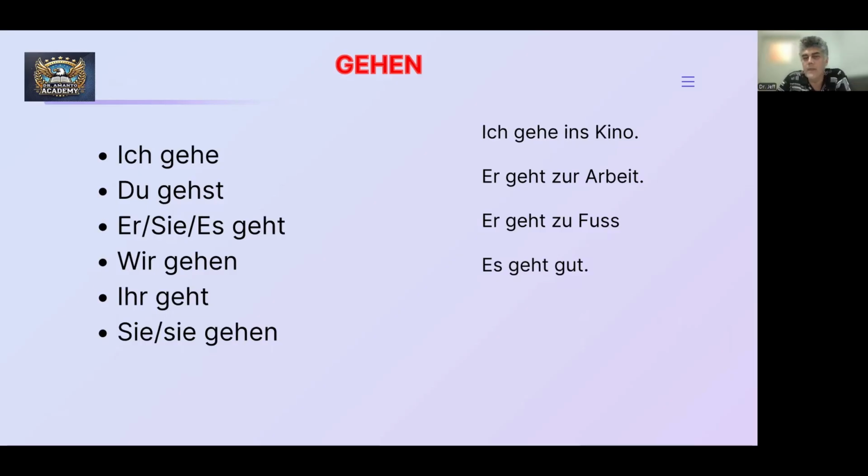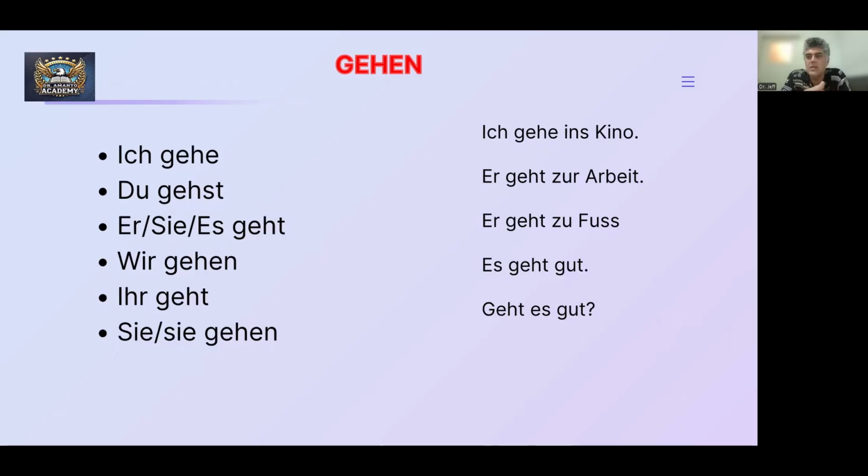Es geht gut is used in daily conversation like greetings. Es geht gut means everything is good, everything is going on well. So for greeting we use es geht gut.